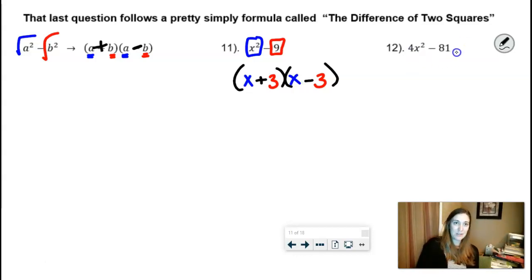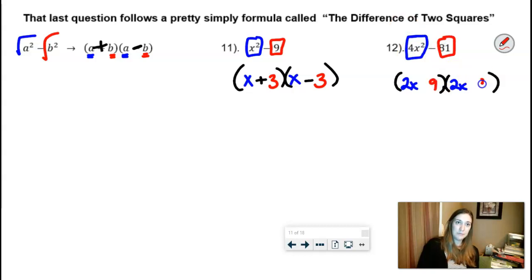So same idea here. There's no common factor. I keep forgetting to check for that. It's going to get me in trouble in a minute. But it does follow this perfect squares pattern, difference of perfect squares. So if you take the square root of this first term, you got to square root the 4 and the x squared this time. That would be a 2x and a 2x. And then if you take the square root of 81, that would be a 9. Again, the way the pattern works is one's plus and one's minus.